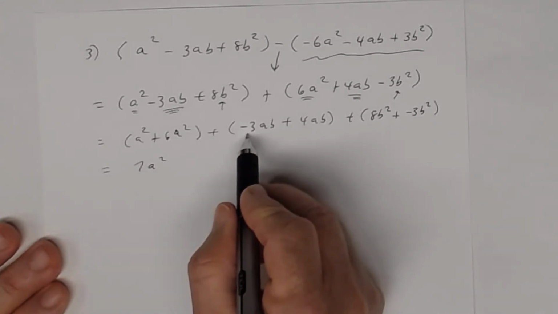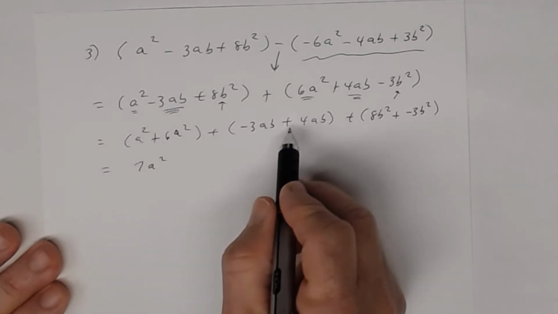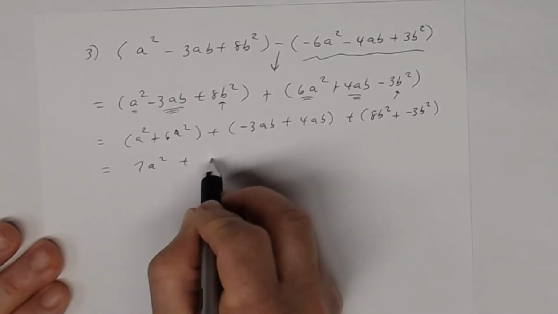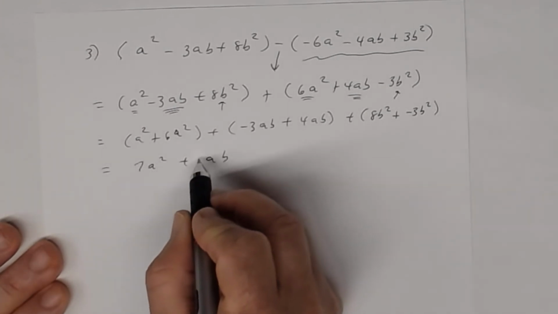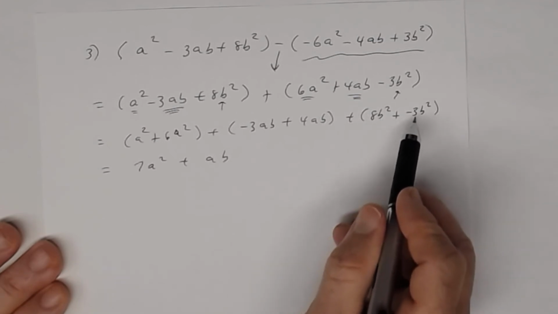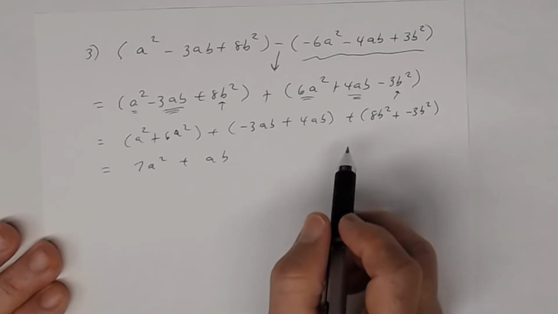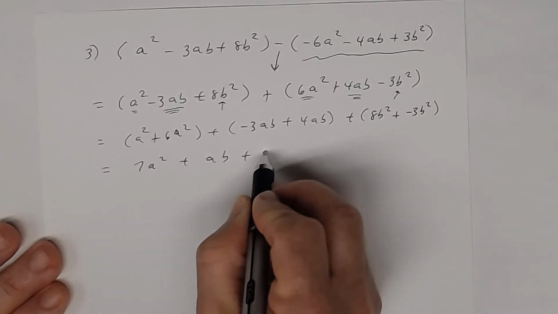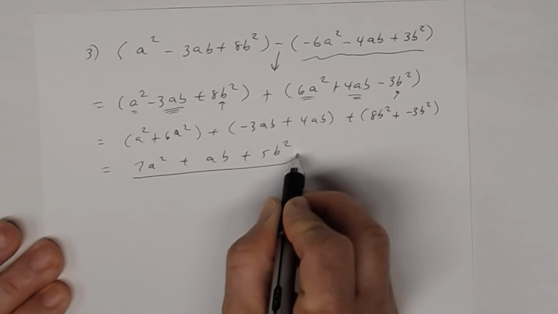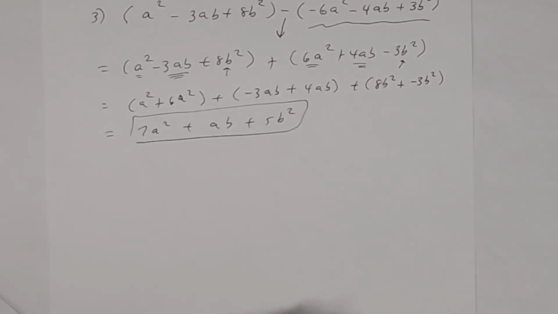What is a negative 3ab plus 4ab? So what's negative 3 plus 4? That's 1, right? So we're going to say plus ab. Don't put the 1. It's implied to be a 1. What is 8b squared plus a negative 3b squared? So what's 8 and a negative 3? That's 5, right? So you're going to say plus 5b squared. And there's your answer. Okay, that's all you do. So it's not difficult at all, right? It's a very simple process, not difficult at all.